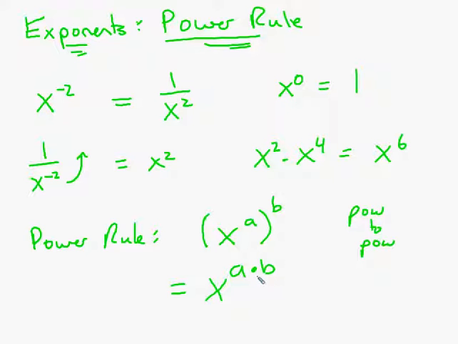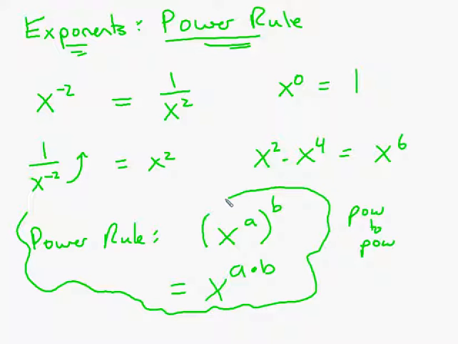We're multiplying them. So we don't want to mix that up with our product rule, which is when we add our exponents. When we have a power to a power, we're going to multiply them. And I'm going to show you why here in a second. Just get that down. This is the new, very important thing. Power to a power. So we're going to multiply our exponents.